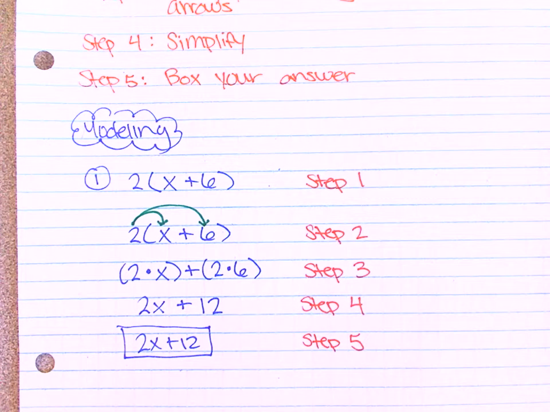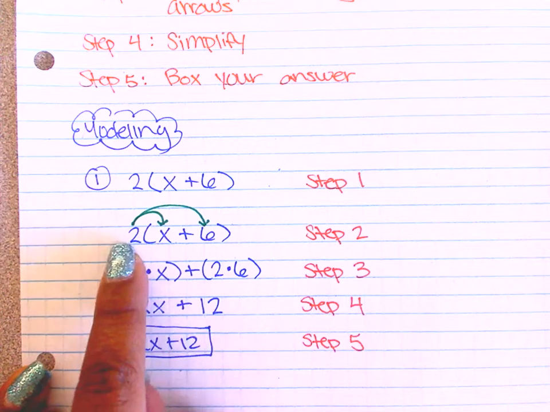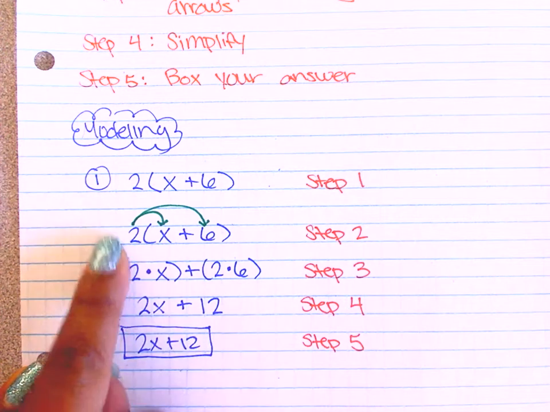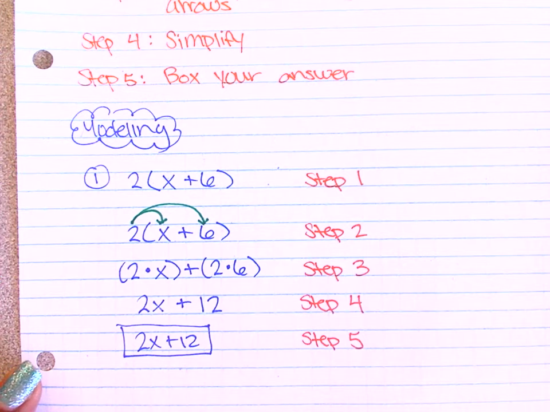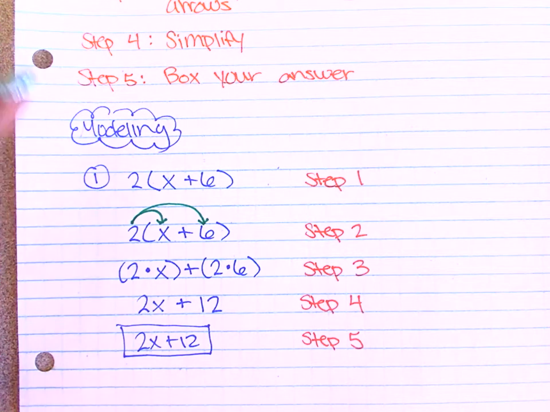So if you draw arrows from the outside number in, you'll know what you need to multiply by. So again, I multiply 2 times x plus 2 times 6. Pencil up when you're there. Beautiful.